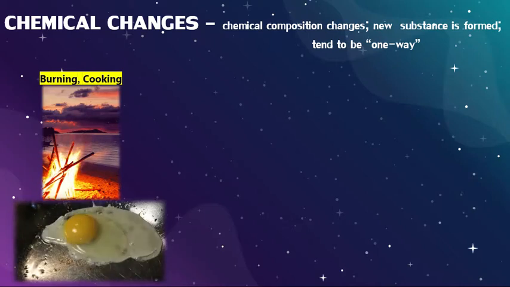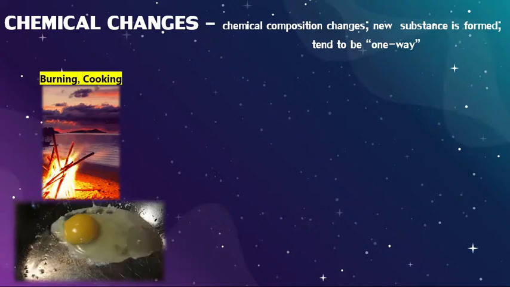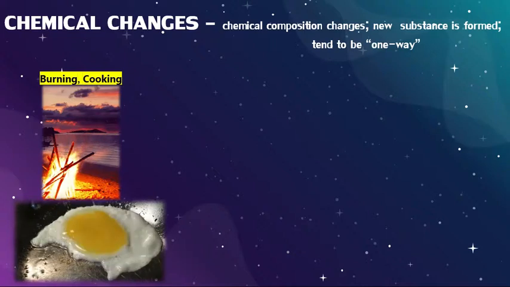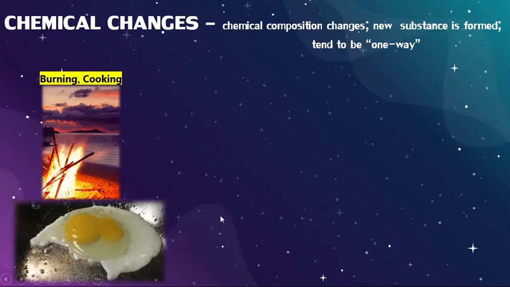Down at the bottom, we have an egg being fried on a frying pan, and you can see that the clear part of the egg turns white in the picture. That is the denaturing of protein that is occurring due to heat being added. And that's what allows proteins to become more digestible when you cook the egg. So that's another example of an irreversible chemical change.